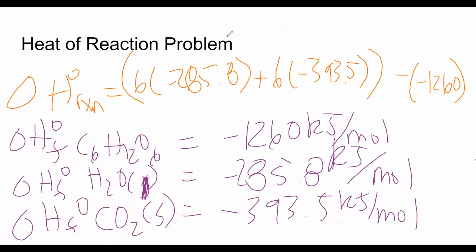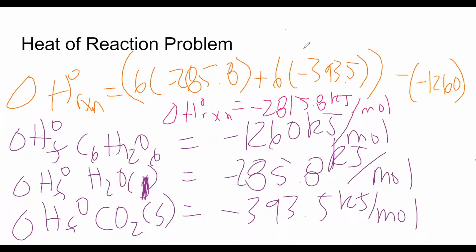That means your final answer should be whatever the quick maths is. So the delta H reaction of this should be, I can't do math right now. What's the value? Oh, all right. I'm trusting y'all on this one. Negative 2815.8 kilojoules per mole.